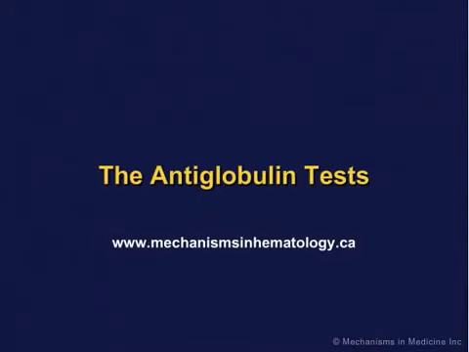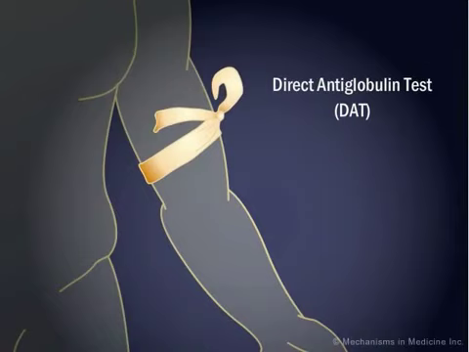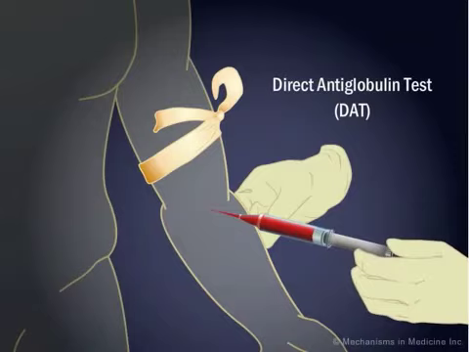The antiglobulin tests. The direct antiglobulin test, or DAT, is requested when immune-mediated hemolytic anemia is suspected. A blood sample must be drawn.